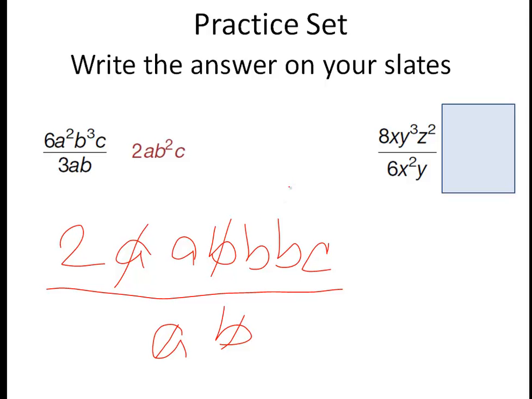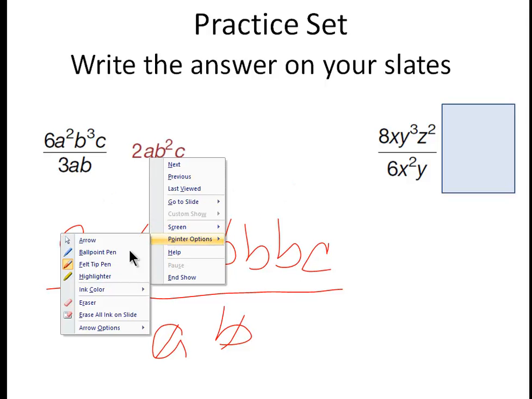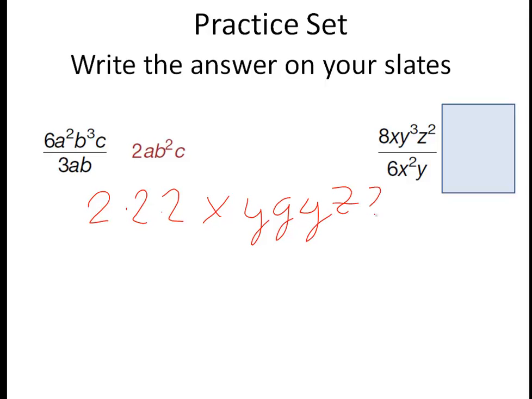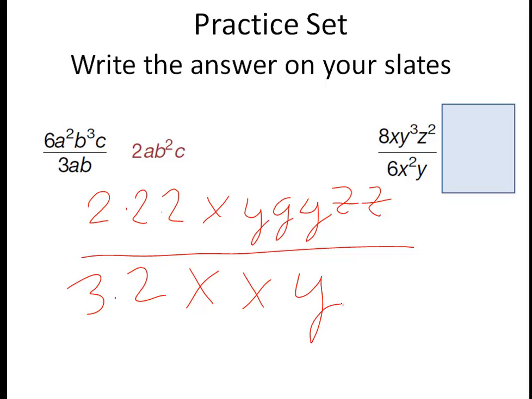Now, let's do the second one. Okay, so you pause it. You've already done this. Hopefully, this is what you did. You took 2 times 2 times 2, because that's 8. Then you have 1 x. You have 3 y's, and one looks like a g, doesn't it? Then you got a z and a z. All of that's going to be over 3 times 2 for our 6, an x, and a y. So we get rid of this 2, this 2, this x, this x. We can get rid of this y, which looks like a g, with this y here.